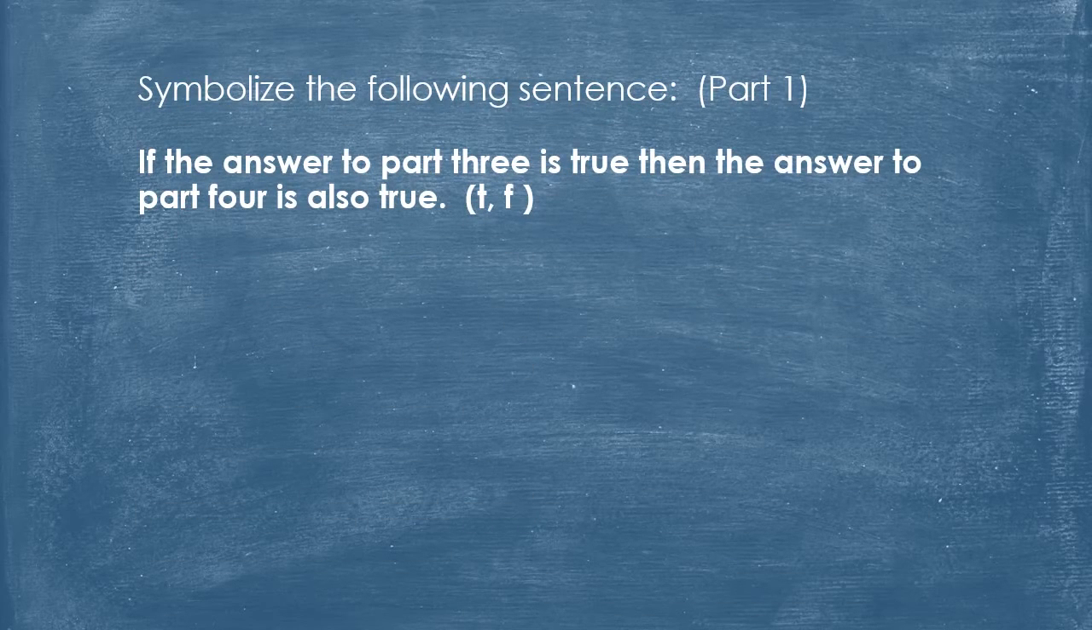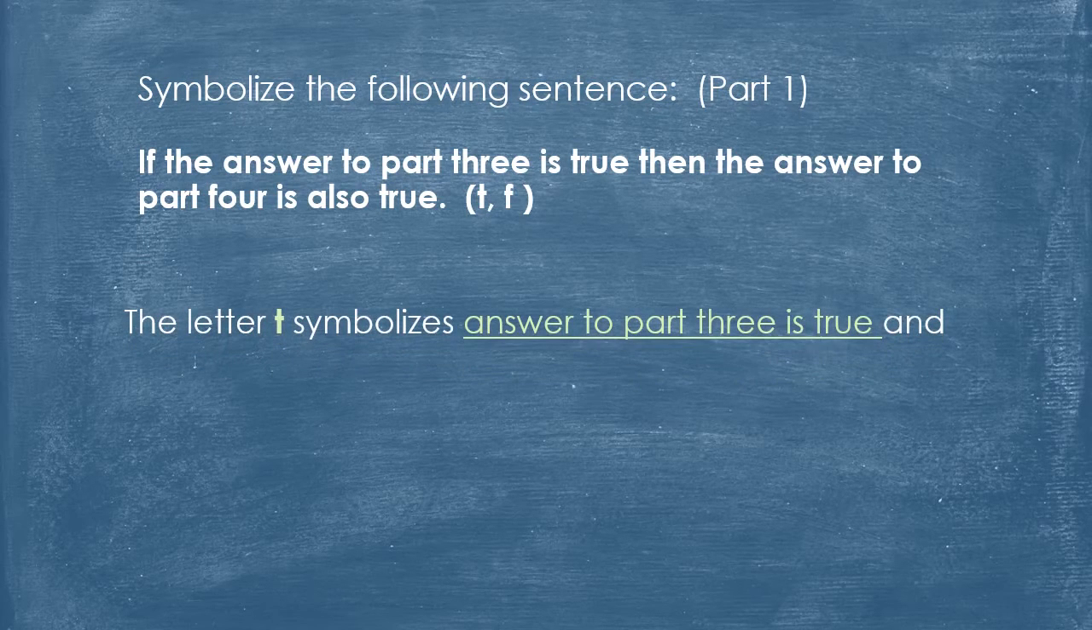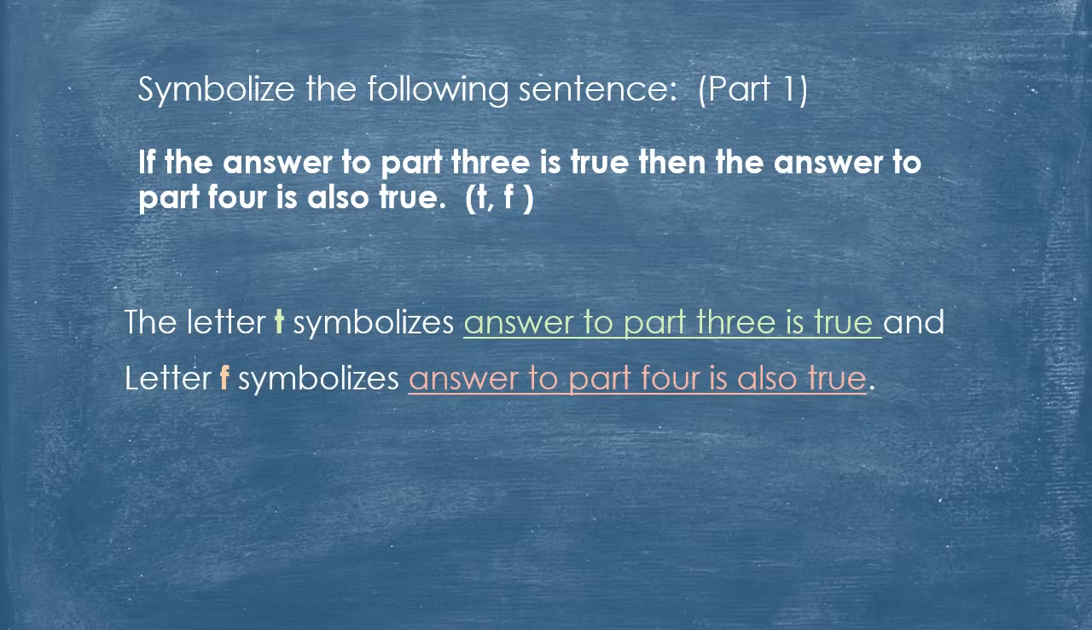A third sentence: if the answer to part 3 is true, then the answer to part 4 is also true. So it's an if, then sort of statement. We can use the T symbol to represent that the answer to part 3 is true. And then we can use the F symbol to represent the answer to part 4 is also true.